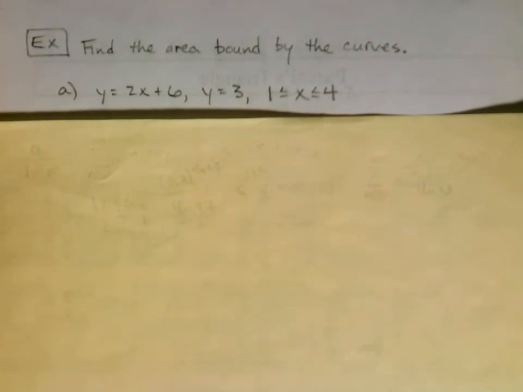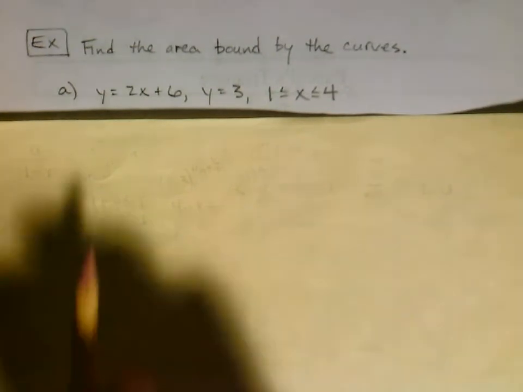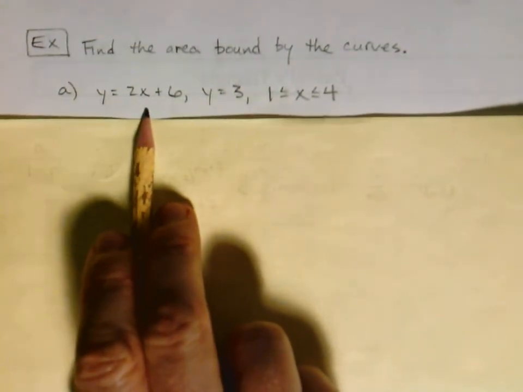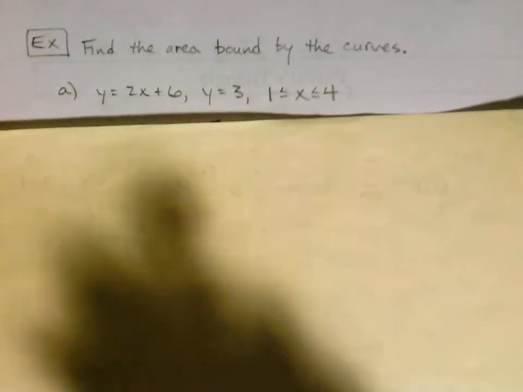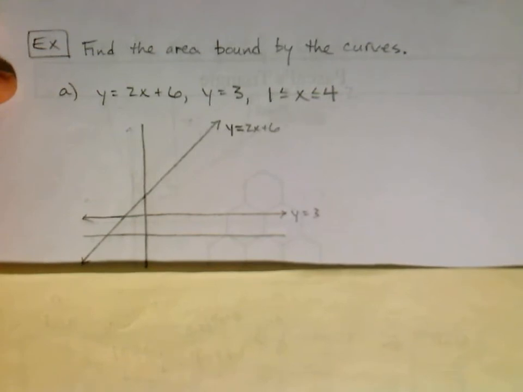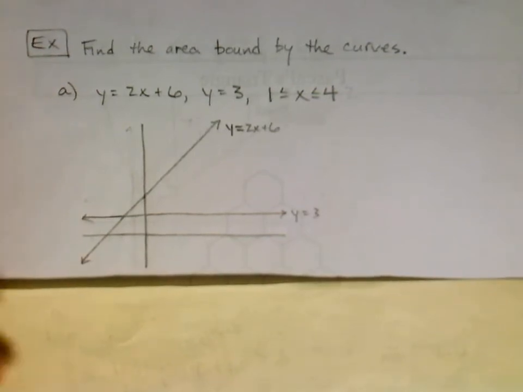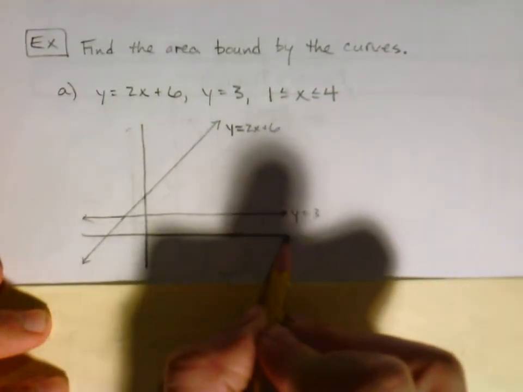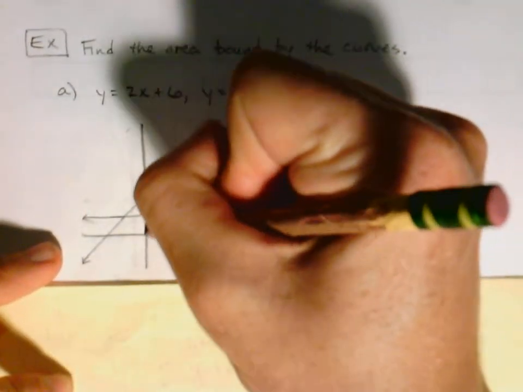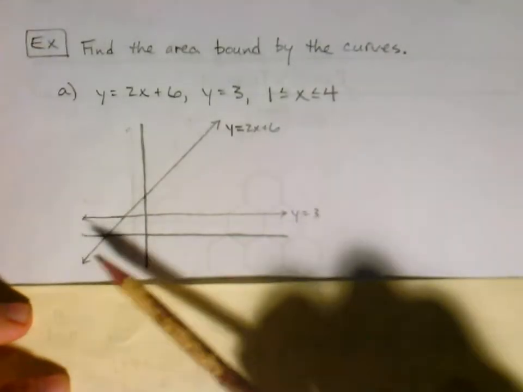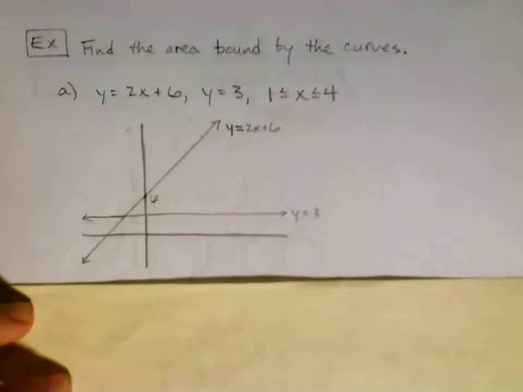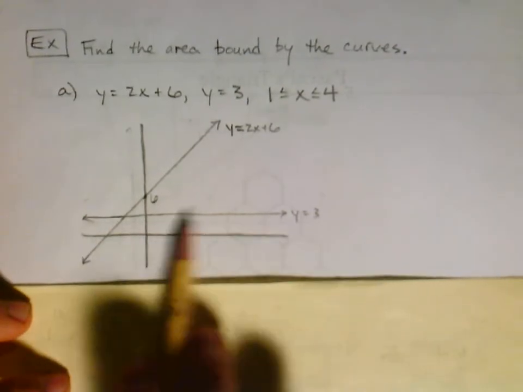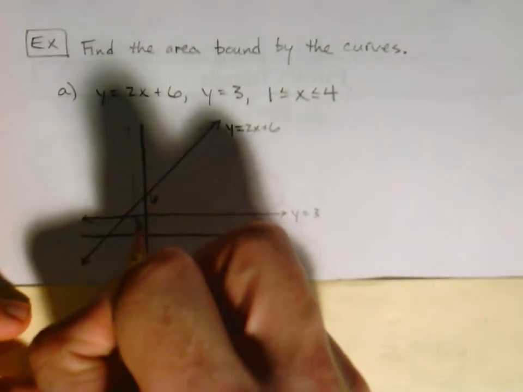All right, so I'm just going to show you a sketch that I did on the page. But right now in Desmos, go in and put these two functions in there, y equals 2x plus 6, y equals 3, and you should get something that looks like this. Here's my x-axis, here's my y-axis. 2x plus 6 goes upwards like this. It passes through 6. And then y equals 3 is obviously the horizontal line there at 3.